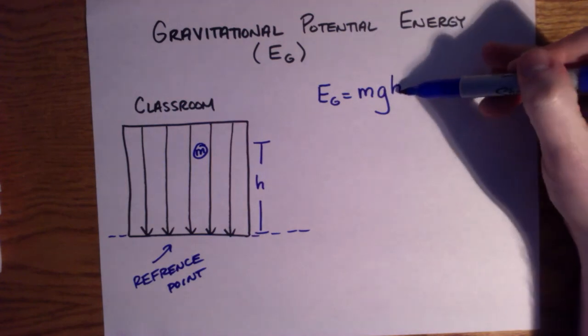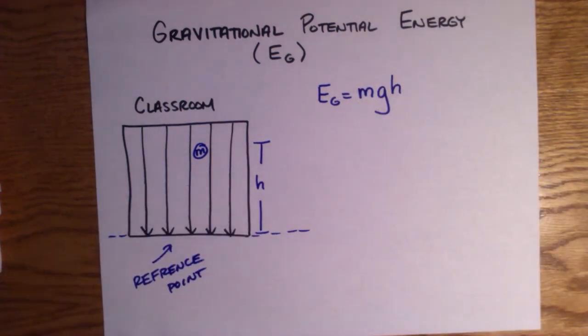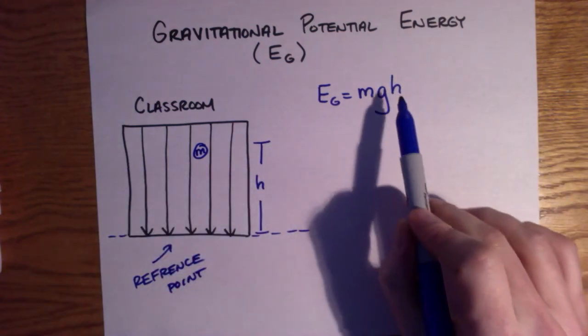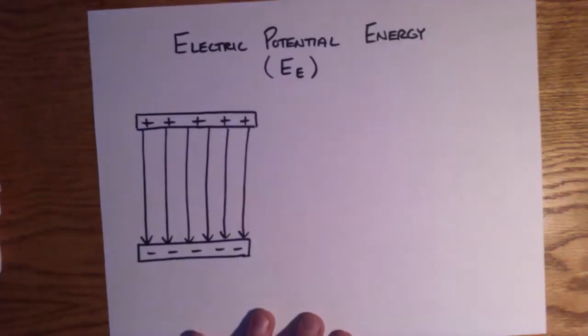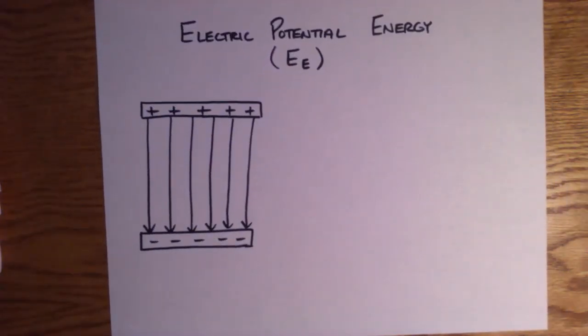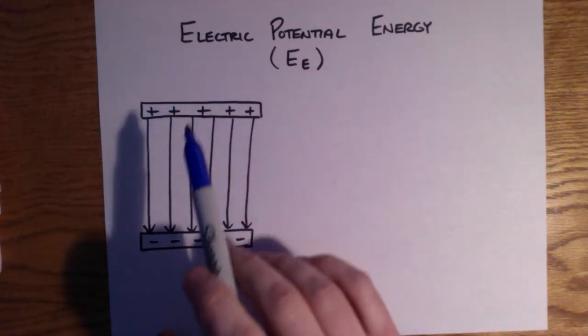If I'd like to increase my gravitational potential energy, I will increase my height or my mass. If I'd like it to decrease, I will decrease my height or decrease my mass. With gravitational fields, we can't really change them, so these are the only two options that we're going to really look at. Now, in terms of electric potential energy, it's actually very, very similar. The difference is instead of a gravitational field, we're talking about an electric field.